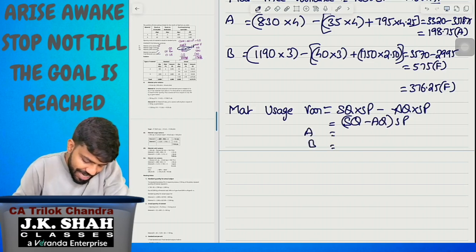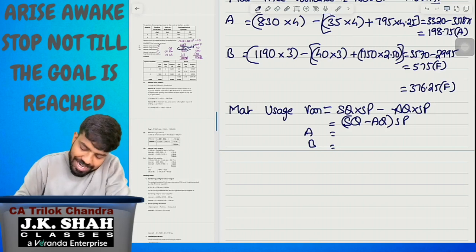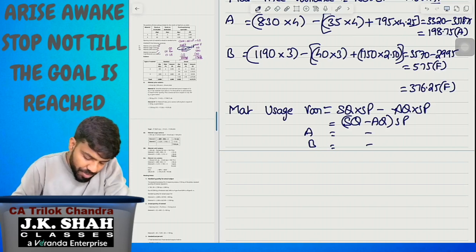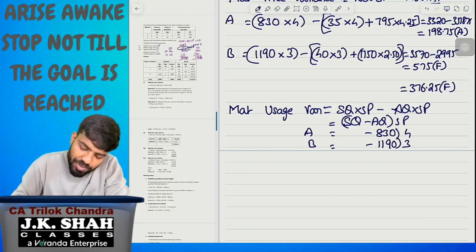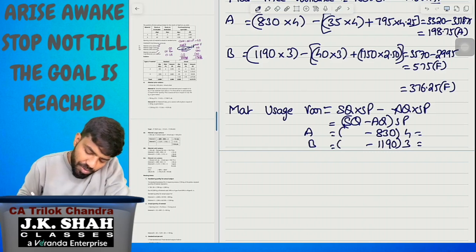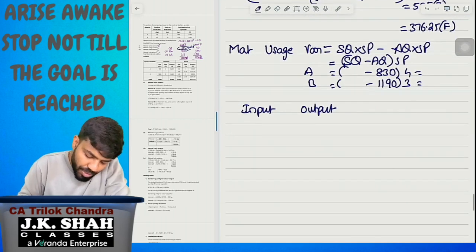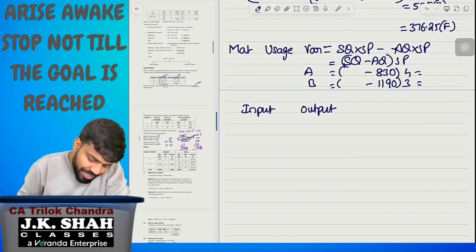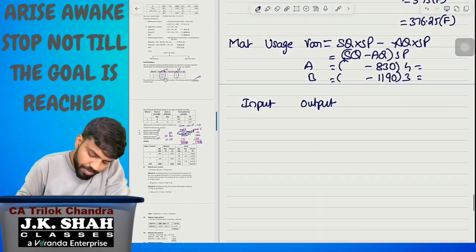We need to calculate standard quantity. We'll calculate that. And we know the actual quantity. What is the actual quantity of A consumed? 830. What is the actual quantity of B consumed? 1190. Into what is the standard price? 4 rupees, 3 rupees. Now what we need to do is calculate standard quantity. How to calculate standard quantity? We'll always go by the format input output. Look at here. What they mentioned, 15% is the loss. Look at here.